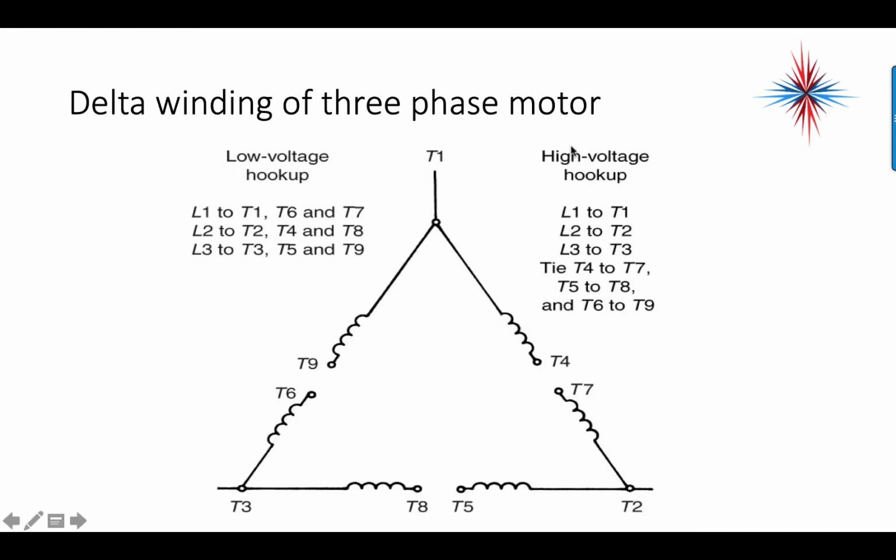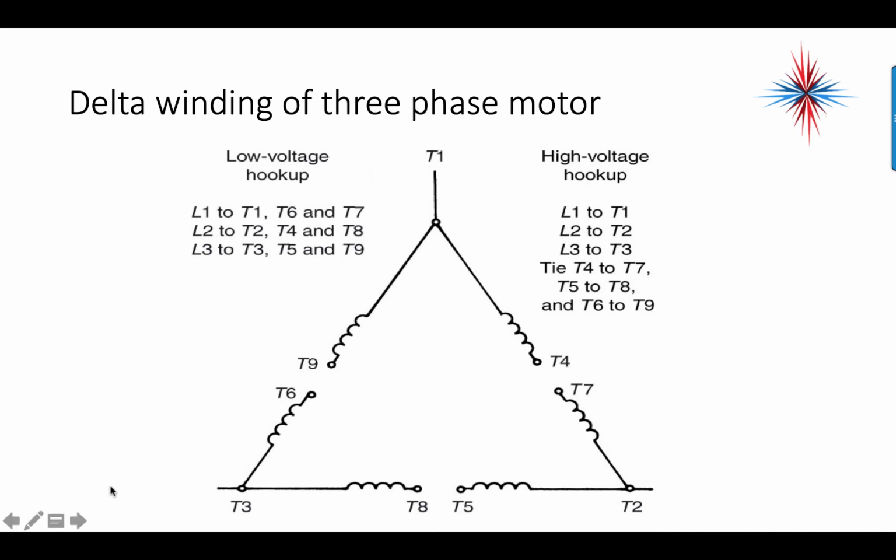Now, there's a delta winding configuration as well. Again, we have a high voltage and a low voltage hookup. The high voltage, all we're doing again is extending these motor windings. The low voltage hookup, we're creating two delta windings.